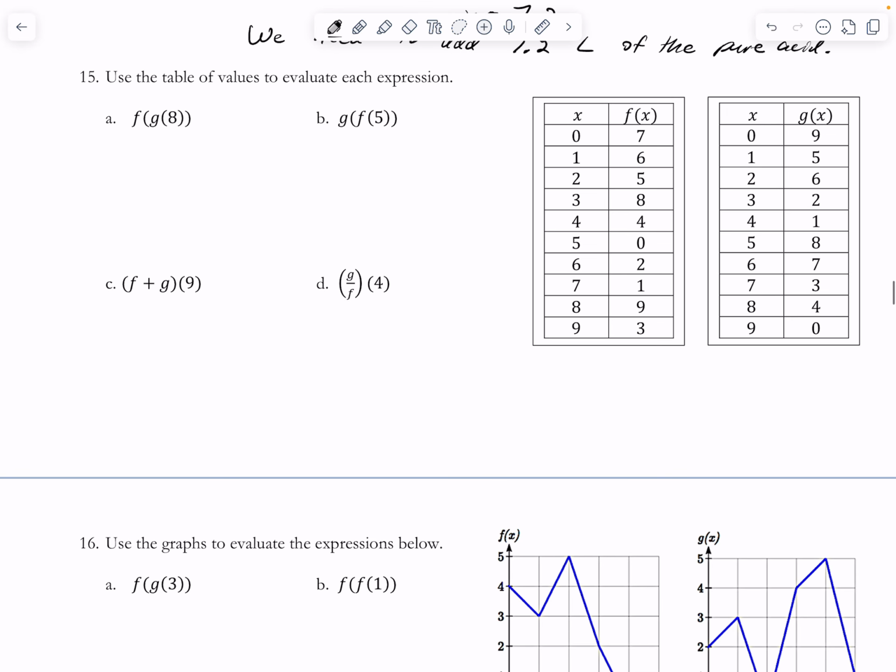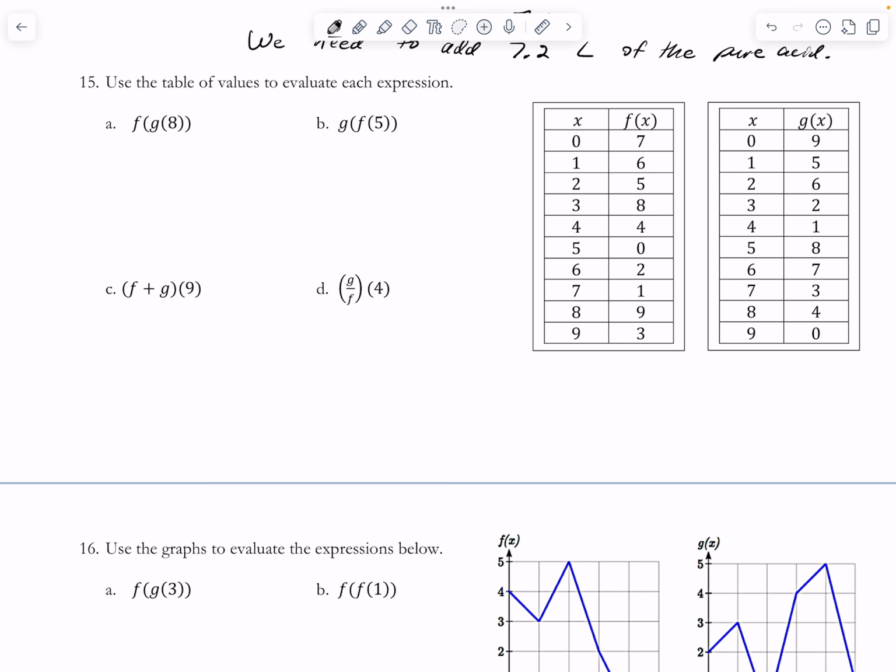All right, so number 15, we're going to use the tables here to do f of g of 8. So I'm going to first start with g of 8. Now make sure you're looking at the x column first to find the 8. And so then the g of x is our y value, and that's what I'm going to write down. So g of 8 is 4. And then I'm going to use that to plug into my f function. So again, go to the x column, find 4. It spits out for the y value also a 4. So f of g of 8 is 4.